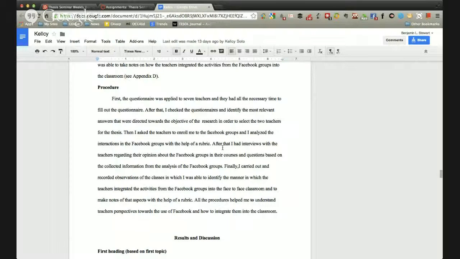So make sure that's fairly concise, but specific enough to make it clear to the reader. One thing that I would add to the procedure, and I'm taking this from Patton's Qualitative Research and Evaluation Methods book, and I think it's something to remember, and I would include this in the procedure section.